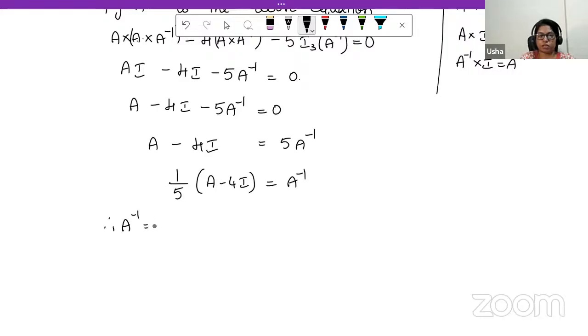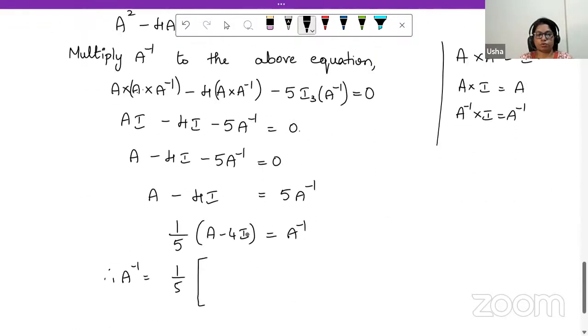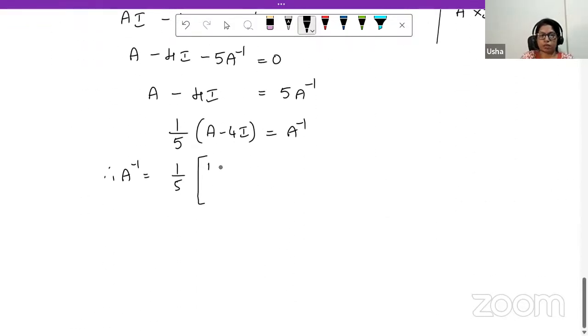Therefore, A inverse is equal to 1 by 5 into, what is A? A is 1, 2, 2; 2, 1, 2; 2, 2, 1. This is A, minus 4I, which means 4, 0, 0; 0, 4, 0; 0, 0, 4.